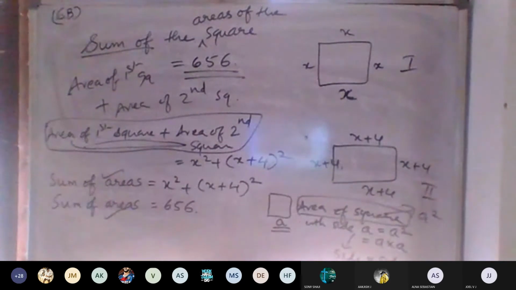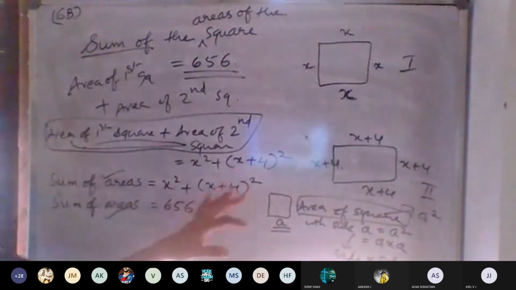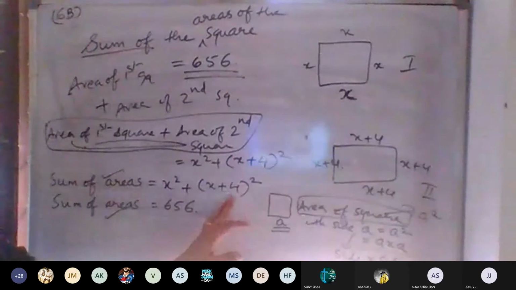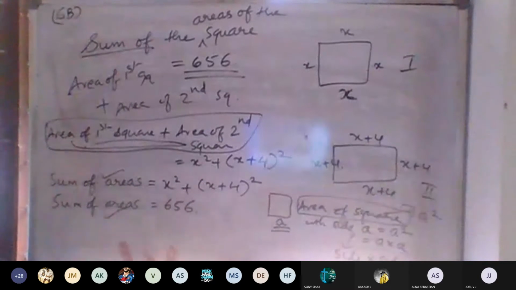Is it clear or not? According to our question, (x square plus x plus 4) whole square is the sum of the areas. From the question, the sum of the areas is given as 656. We can equate this. Is it clear up to this?